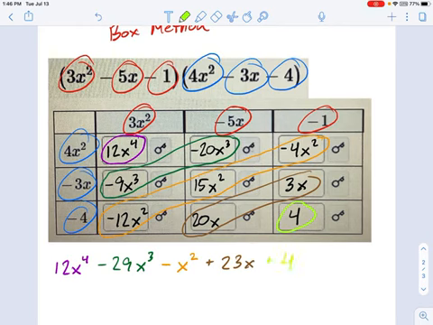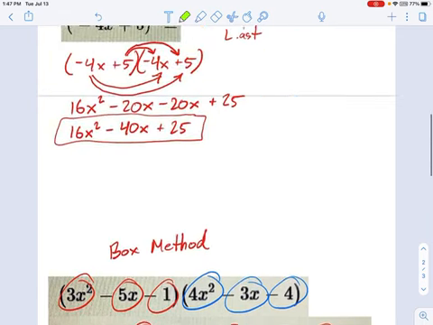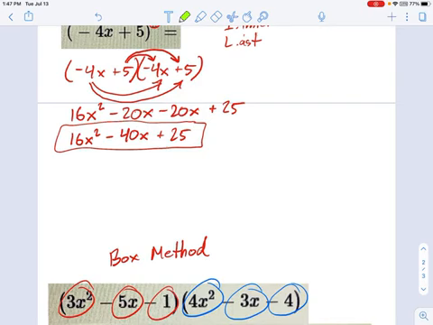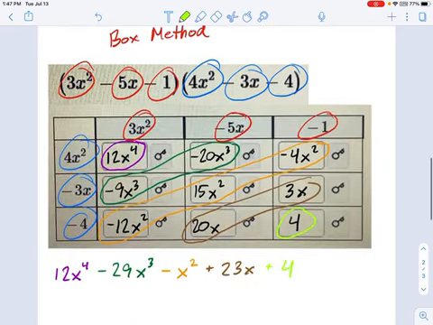So that's how you use the box method. It can usually make this a lot easier to keep track of, especially if you have a trinomial times a trinomial or even more terms. This is probably what you'd want to do. But I don't break this out when you have simple polynomials like 2 terms times 2 terms. Those are pretty easy to keep track of.